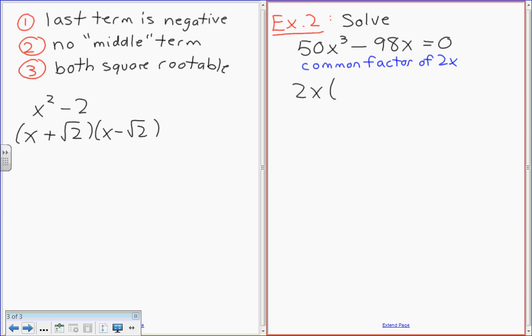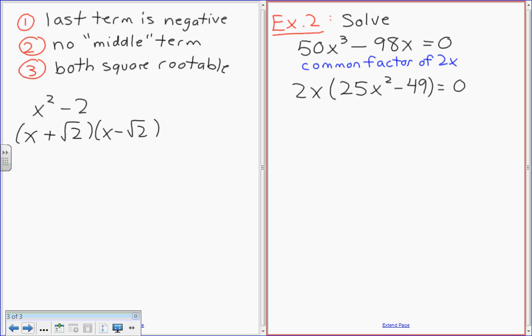Okay. When you divide them both by 2x, what are you left with, please? Okay, brave soul to volunteer. Now you said 25x, but it's x squared, right? Because there's 3 there, you get rid of 1, there's 2.